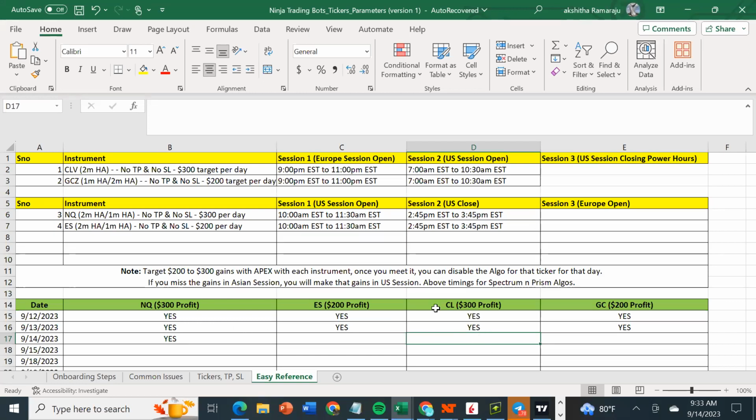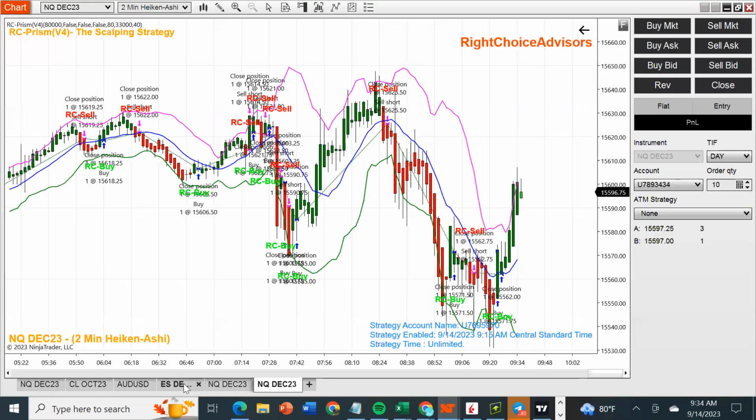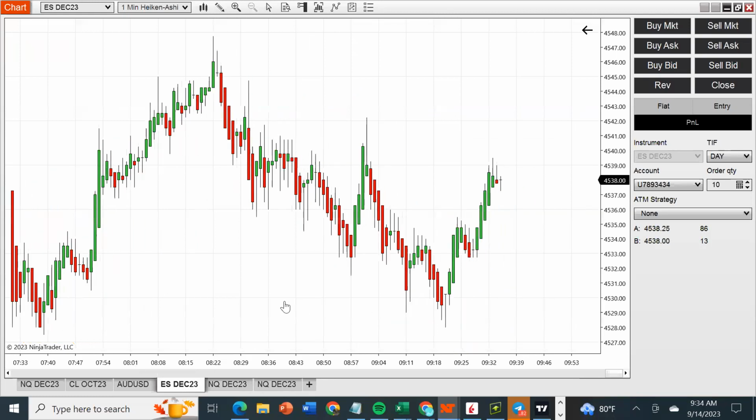But if I would have enabled ES, I would have made another $200 here, right? Because ES and NQ move in the same direction. If I go here and see, right? 45.29 to 45.38, nearly 10 points is $500. You made another $500 with ES.